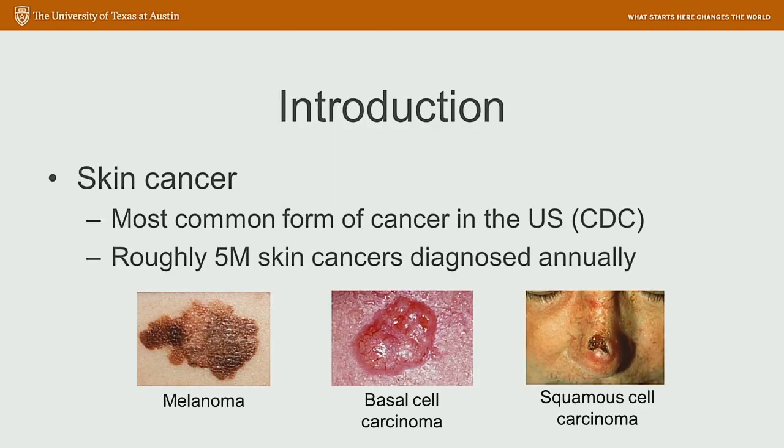Just to start off, everybody's familiar with skin cancer, and it's known to be a public health issue. It's also the most common form of cancer in the United States now, according to the Center for Disease Control. There are roughly 5 million skin cancers diagnosed annually. These span melanomas, you see here on the left, as well as the non-melanoma skin cancers, basal cell carcinomas and squamous cell carcinoma.